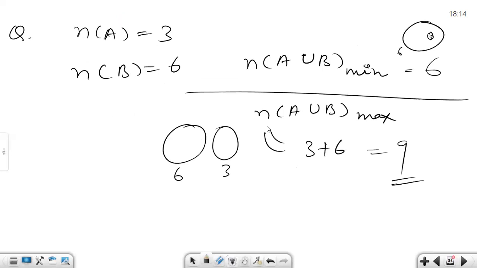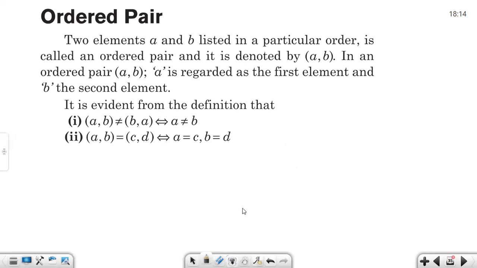So we have discussed sets in the earlier class. Now let's discuss ordered pairs. The two elements a and b listed in a particular order is called an ordered pair. It is denoted by (a, b) in small brackets. In an ordered pair, a is regarded as the first element and b is regarded as the second element. So this is an ordered pair.